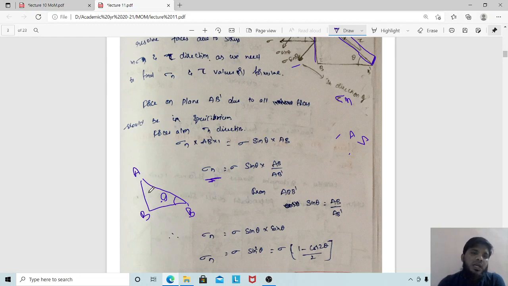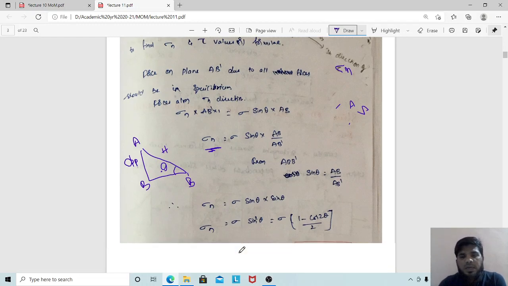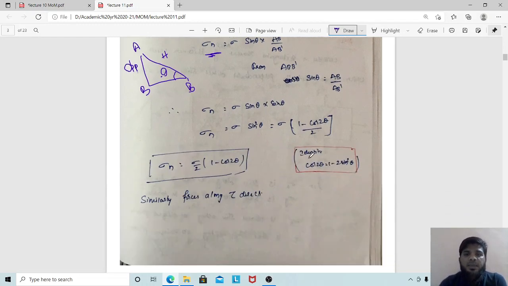AB is the opposite side and AB dash is your hypotenuse. You have a relationship between opposite and hypotenuse, which is nothing but sin theta. So in the place of AB by AB dash, we can write sin theta. From the triangle, sin theta is equal to AB by AB dash. Therefore sigma n is equal to sigma sin theta into sin theta, which is sigma sin square theta. And we have an identity, cos 2 theta is equal to 1 minus 2 sin square theta, which I write as sin square theta equals 1 minus cos 2 theta divided by 2. So now the equation is sigma n is equal to sigma by 2 of 1 minus cos 2 theta.